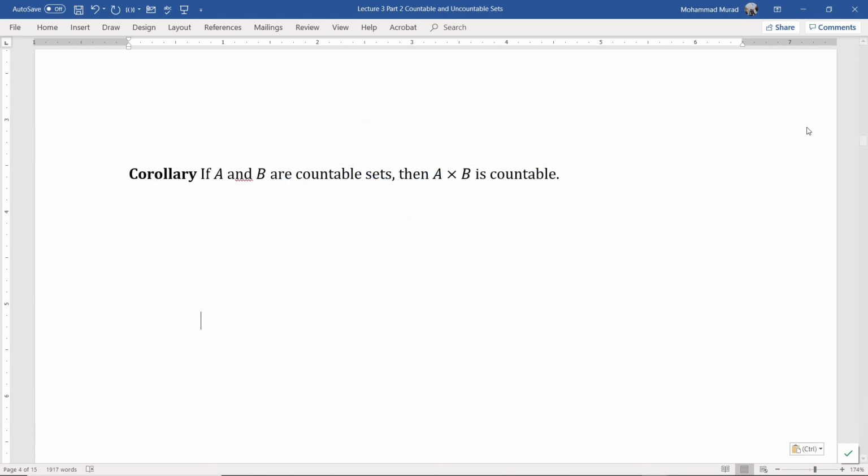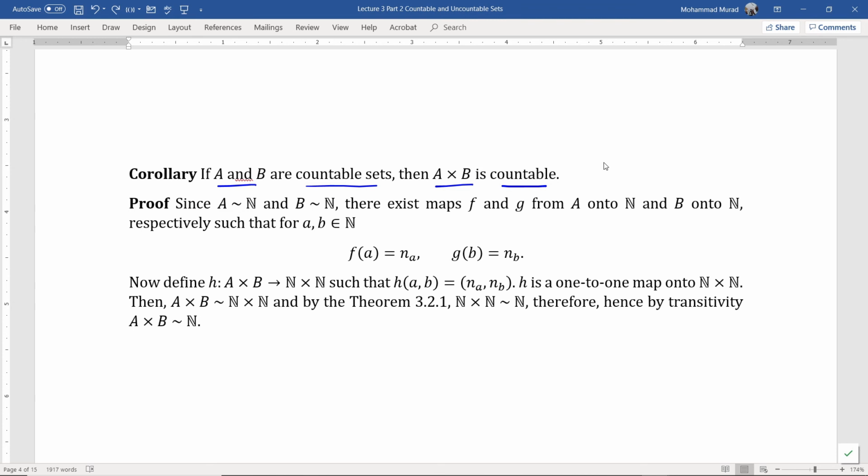Corollary. If A and B are two countable sets, then their Cartesian product, A cross B, is also countable. Let's have a look at the proof. Since A is countable, therefore A is equivalent to the set of natural numbers. Similarly, since B is countable, B is also equivalent to the set of natural numbers.